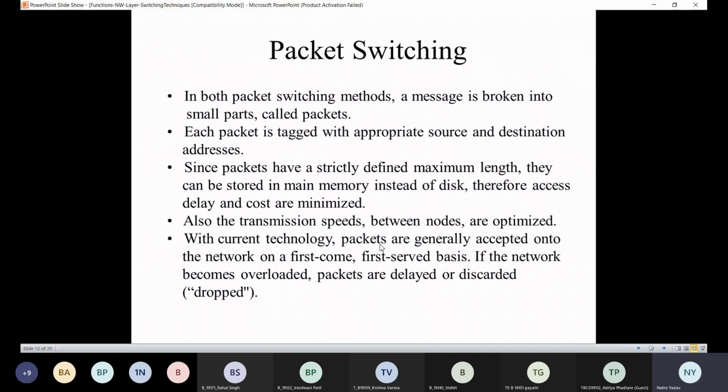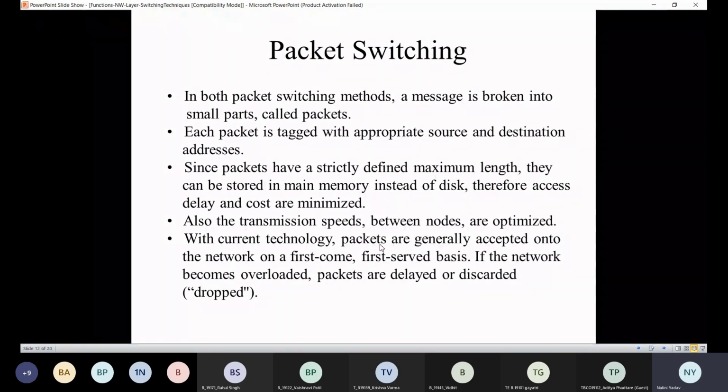instead of that, we break the message into smaller packets, and each smaller packet has its own definite length. This length is easy to store on the main memory instead of the disk. And as we don't have to store it on the disk, it does not take a long time to retrieve the data from the disk, because main memory data is easily and efficiently available for the CPU, right? That's the reason this method of packet switching has less delay and less cost also.